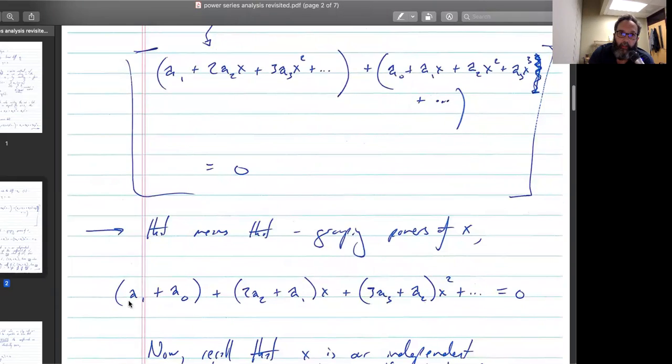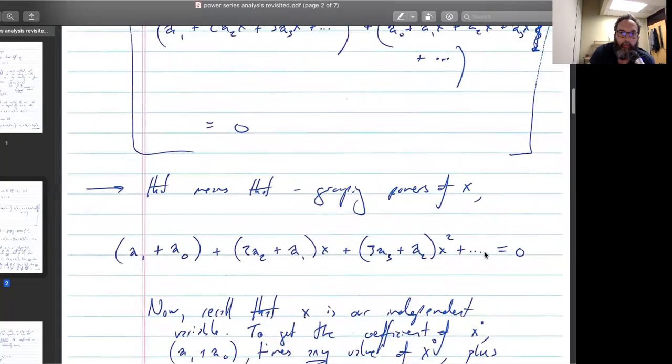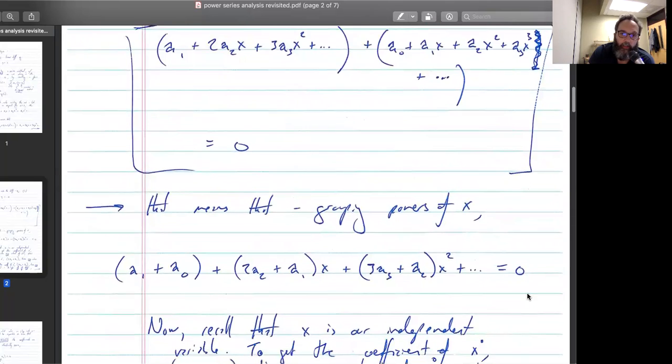That gets me a1 from right here plus a0 from right here, times nothing, times 1, plus 2a2, that goes here, plus a1 times x, plus 3a3, that comes down here, plus a2, that comes down here. So I've got 3a3 plus a2 times x squared, plus all the other stuff. I am just grouping terms together if they have the same power of x. And the right-hand side is still 0. I didn't do anything to that.